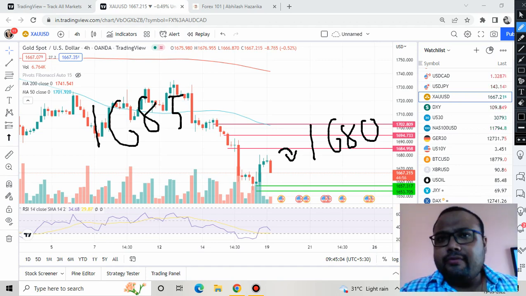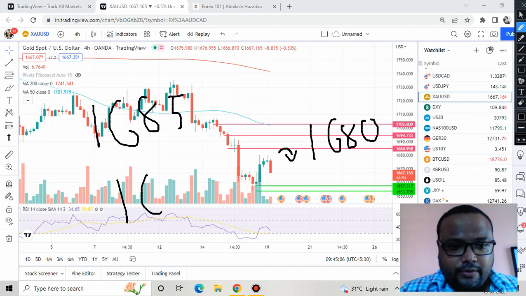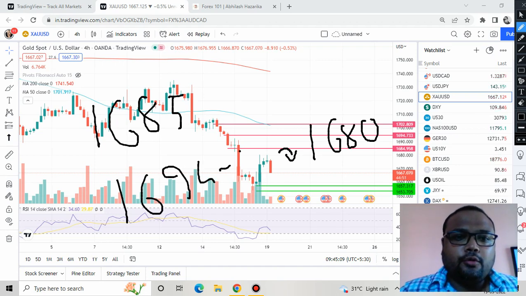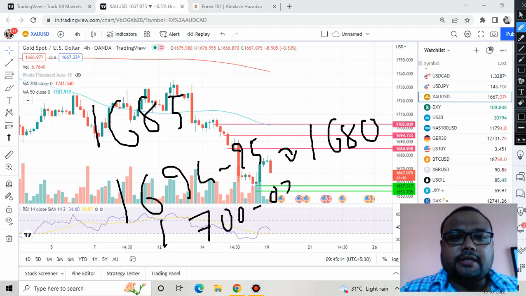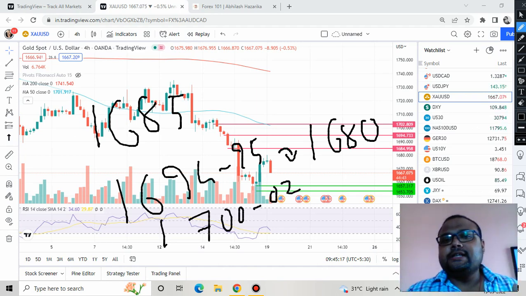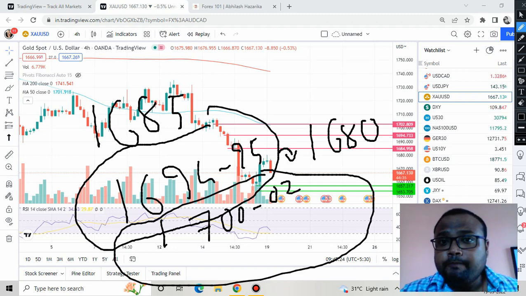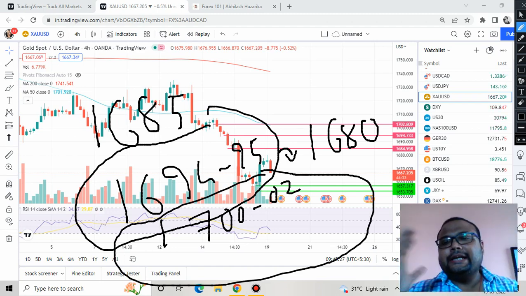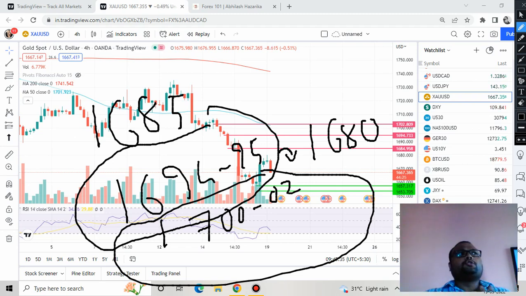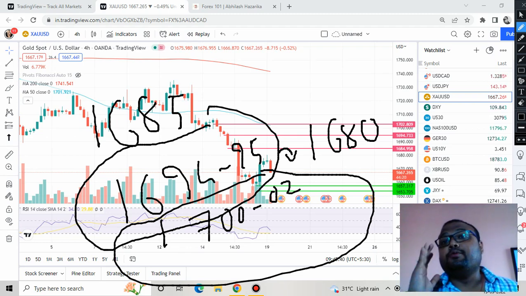Then we have a series of resistances, a lot of resistances. Then we have 1694 to 95, and then 1700 to 1702. So 1680 is the first resistance, 1685 is the second, 1694 to 95 is the third, and 1700 to 1702 is the fourth resistance. These are the resistances you need to observe. Try to understand, you need to observe the market at each and every level. If the market goes up and reverses from the resistances, then only you should go for a sell position.